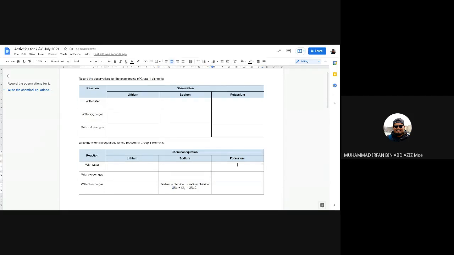Okay, next kita pergi dekat water pula. Okay, potassium and water. Okay, potassium in water, dia akan jadi apa? Kita akan ada potassium juga. Write yang first dulu, potassium. Okay, the equation potassium plus water will produce potassium hydroxide. Okay, potassium hydroxide.